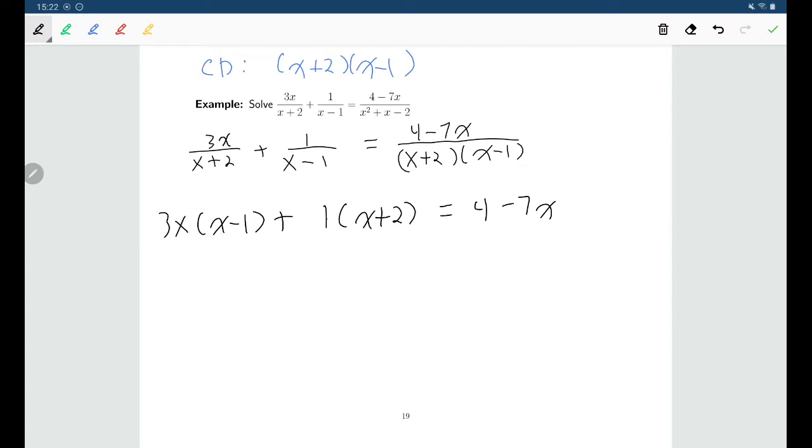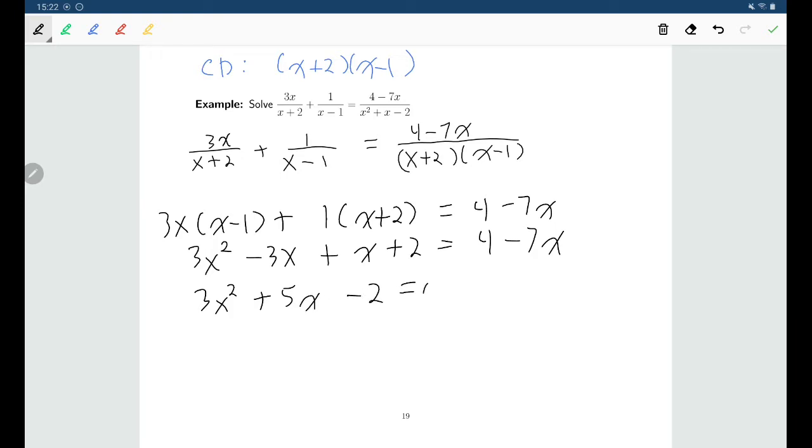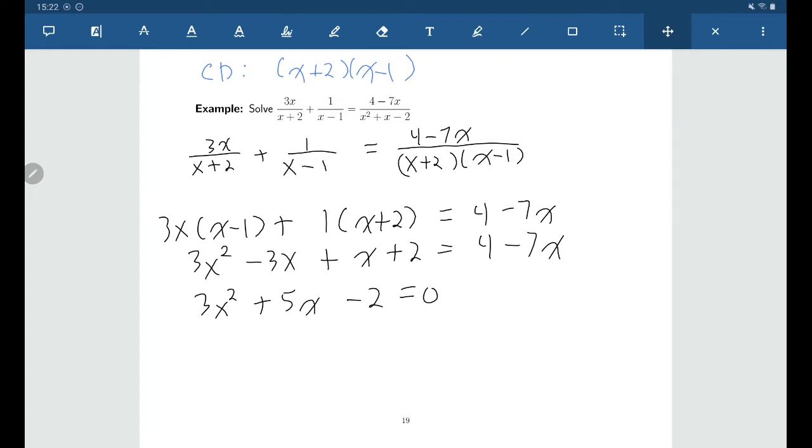That's better. So now we'll just expand things out. 3x times x minus 1. So that's 3x squared minus 3x. 1 times x plus 2, that's just x plus 2. And now once I bring everybody from one side of the equation to the other, so I'll bring the 4 minus 7x to the other side, I'll have 3x squared plus 5x minus 2 equals 0. And now at this point, you can make your choice as to what to do next.